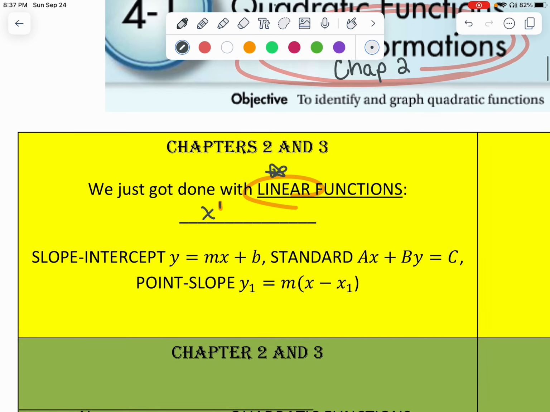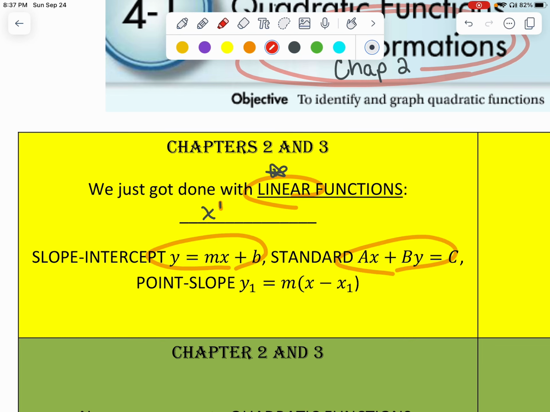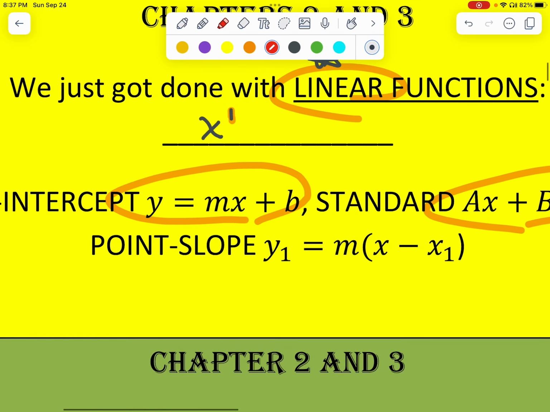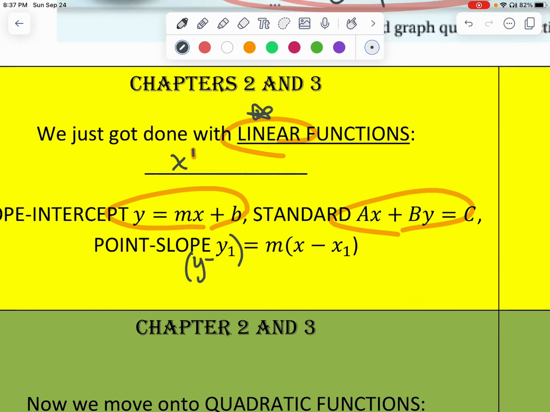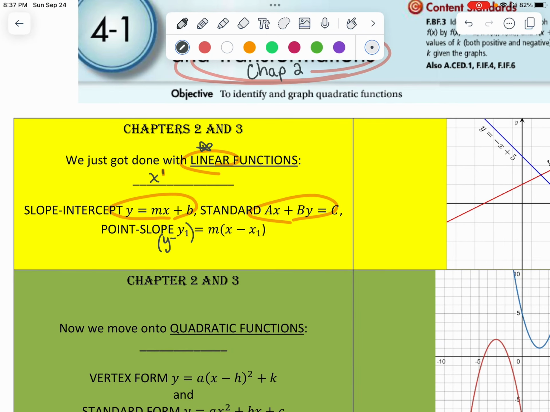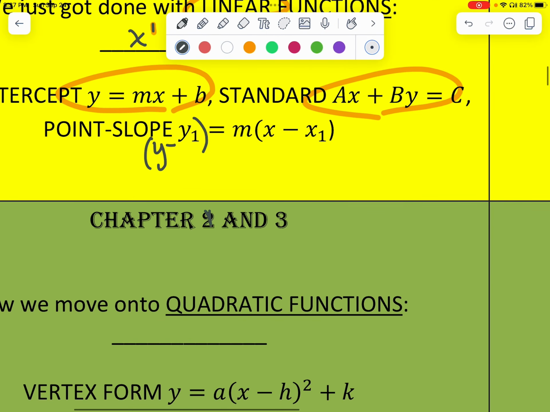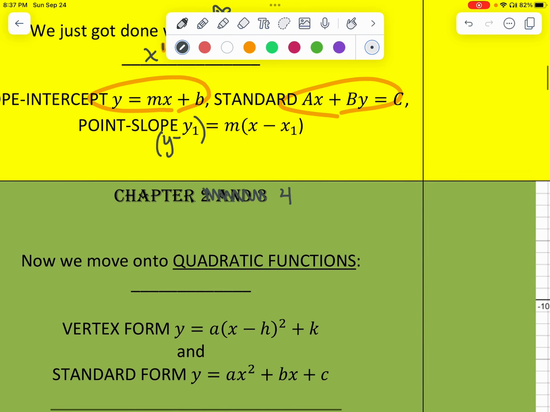And the different forms that we talked about when we went into graphing were the slope-intercept form, standard form, and point-slope form. And I apologize, I'll get this fixed on yours. This should be y minus y sub 1 there, but I'll get that fixed up on yours. And again, this should say chapter 4, and when you get yours, it will say chapter 4.